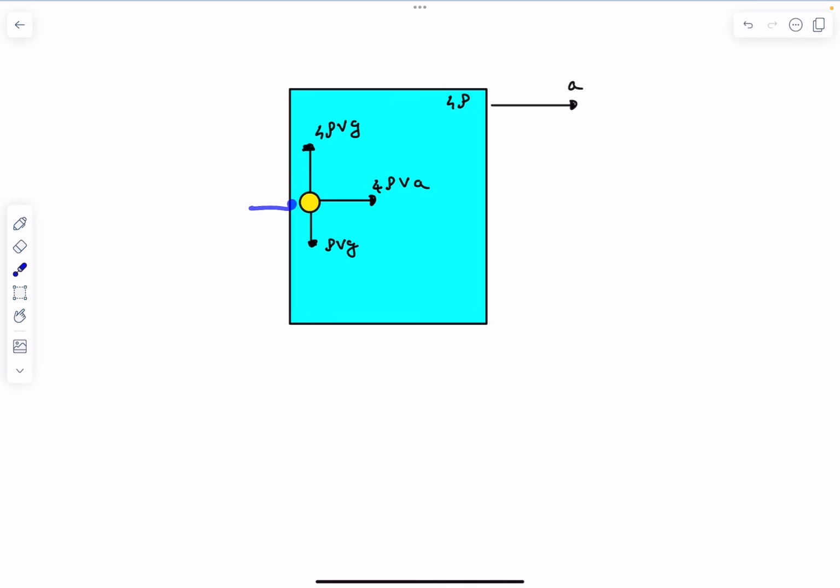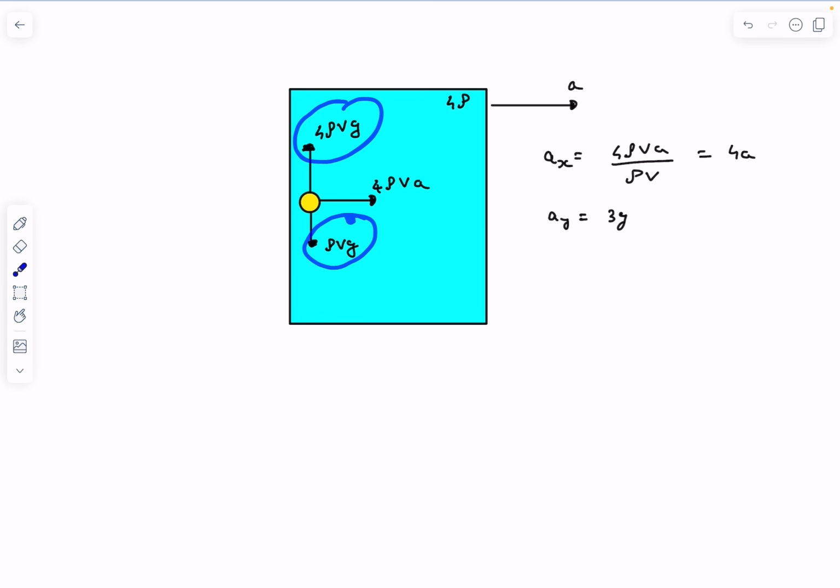So now you may have a doubt: why didn't I take the normal reaction into account? That'll be clear if you write down the horizontal acceleration of the ball. The horizontal force is 4 rho V a, and if you divide it by the mass of the ball, you'll get 4a. So the ball's acceleration in the horizontal direction relative to the ground frame is 4a towards the right, and the container is accelerating with an acceleration of a, meaning the ball actually accelerates faster, and therefore there won't be any normal reaction. And the acceleration in the vertical direction is going to be 3g, right? How did I get that? 4 rho V g minus rho V g is 3 rho V g, divided by rho V, and you'll get 3g.